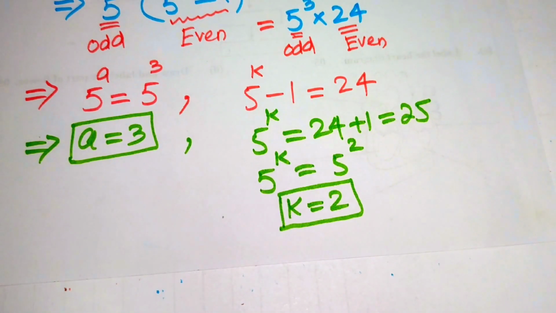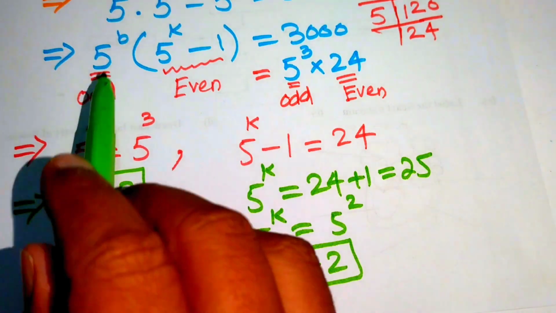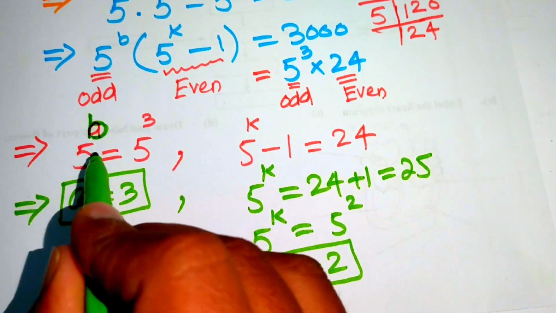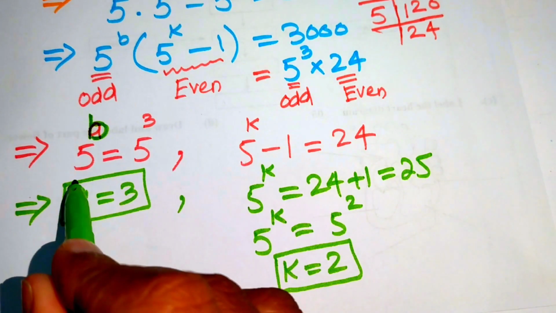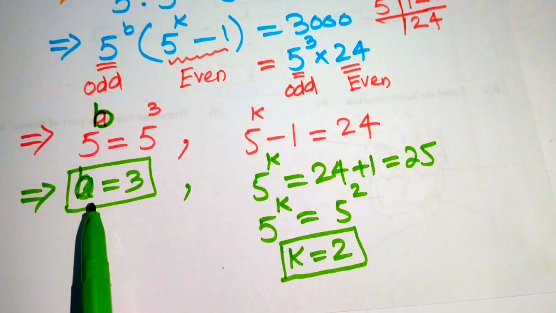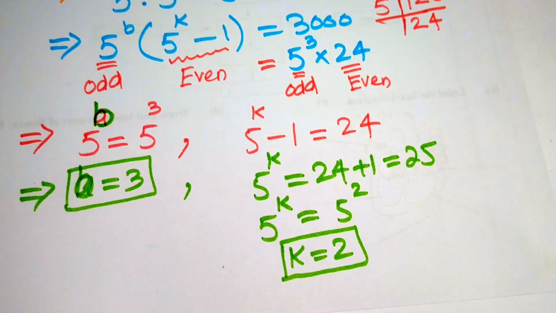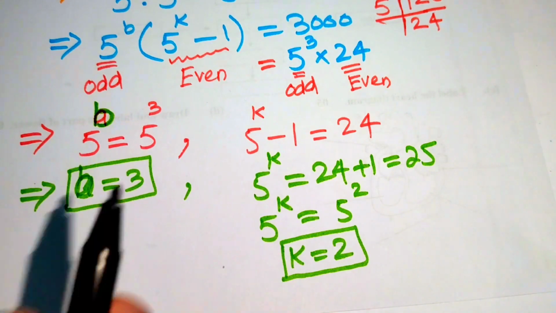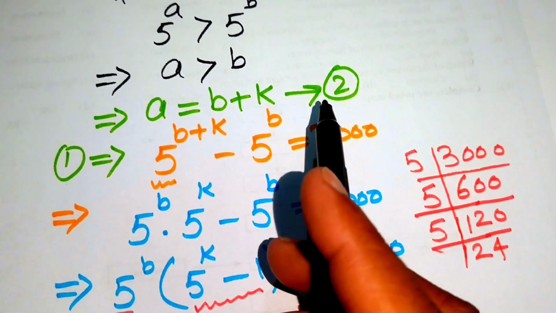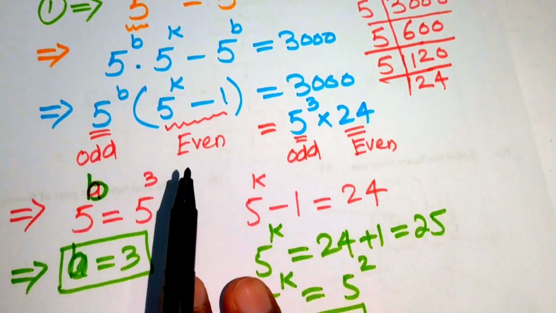So now, in order to find the value of, sorry, here we have 5 to the power of b. Okay, so we write this term as 5 to the power of b. So you get here the value of b. Here we have the value of b is 3 and the value of k is 2, and now we put the values of b and k in equation number 2 and we easily get the value of a.